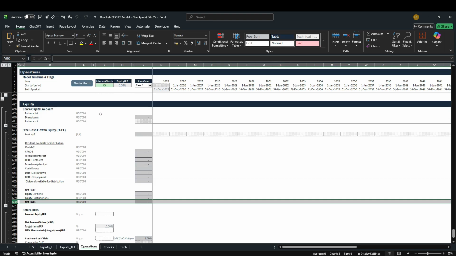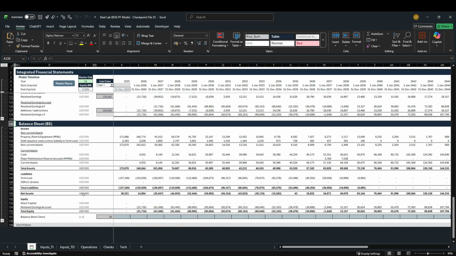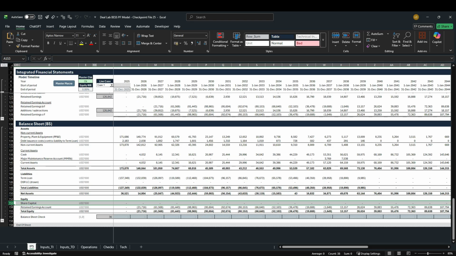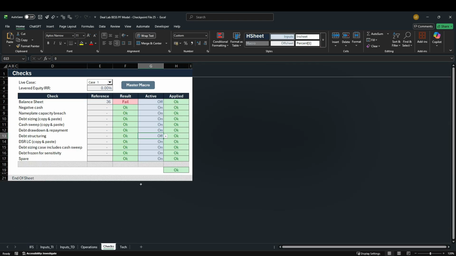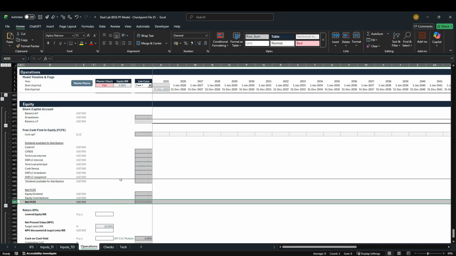Hit the master macro. And then you might remember from previous lessons that our balance sheet in our integrated financial statements sheet is still not balancing. And the reason for that is that in the equity section, our share capital account is still missing. So before we start modeling, we will go to our checks sheet and actually activate our balance sheet check again, so that we see whether we actually get to balance our balance sheet once we have fully implemented the equity section. So we will get started with the share capital account up here.